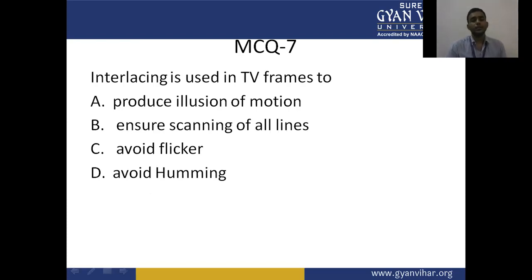Question number seven. The interlacing is used in the TV frames to A, produce the illusion of motion, B, ensure the scanning of all lines, C, avoid flicker, D, avoid humming.